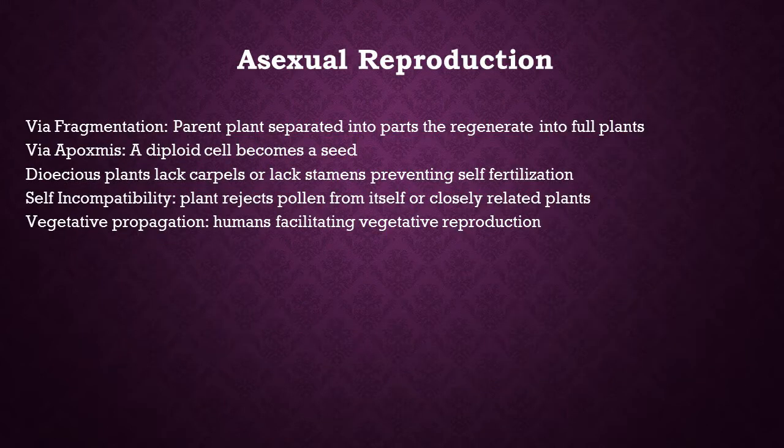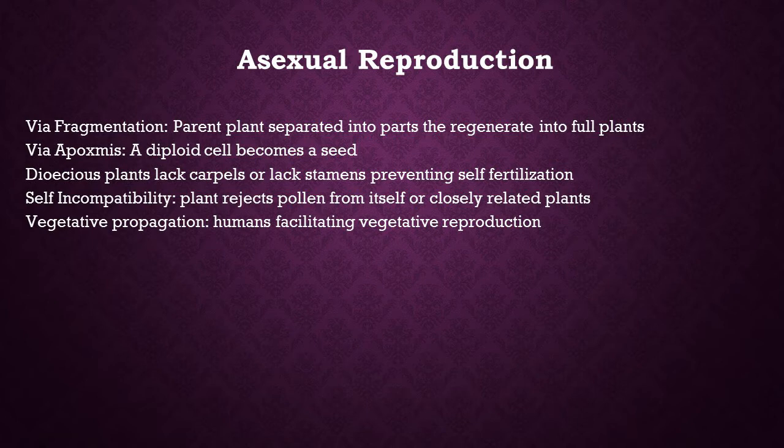So the first thing that we're going to look at is how they reproduce, and this can occur through asexual reproduction, which can occur through fragmentation, which is when a parent plant separates and becomes 2 different plants. It can occur through apomixis, which is when a diploid cell becomes a seed, and this is important because there's no sperm or egg involved in apomixis.